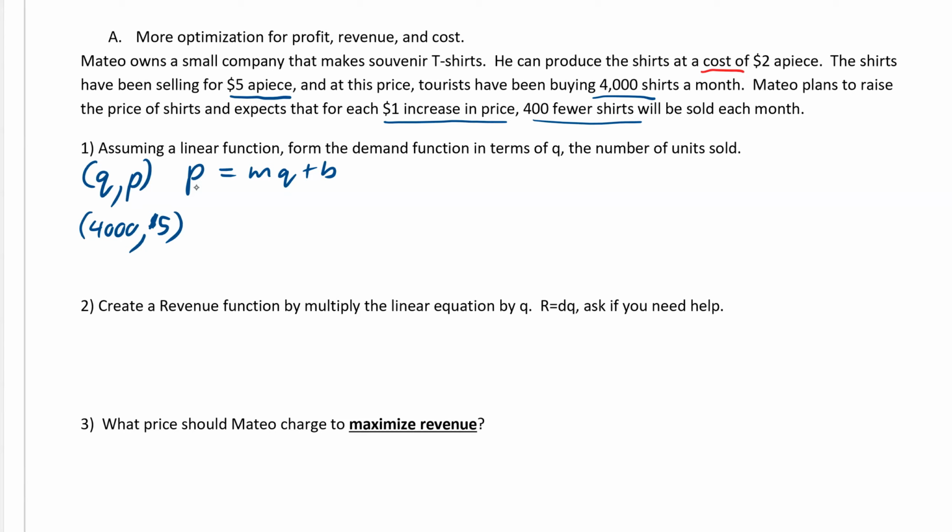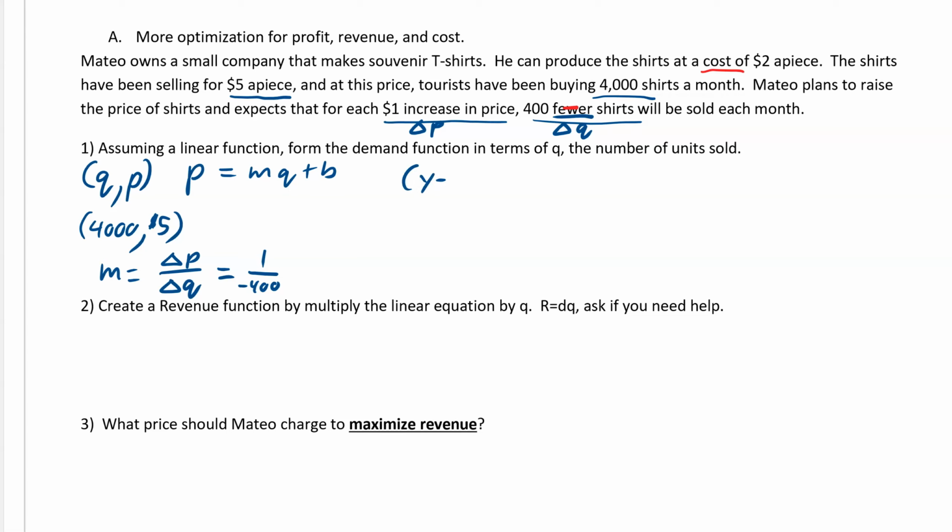And that would make our slope then equal to the change in P over the change in Q. Because our Y here is P and our X is Q. So Mateo plans to raise the price of the shirt and expects for a $1 increase. That's positive. 400 fewer shirts will be sold. So that's what this is. This is our change in P and this is our change in Q. And if you see the word fewer, you know that it has to be negative. Okay, now we can plug all this in and find our equation.